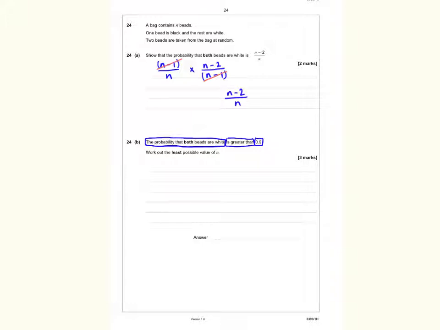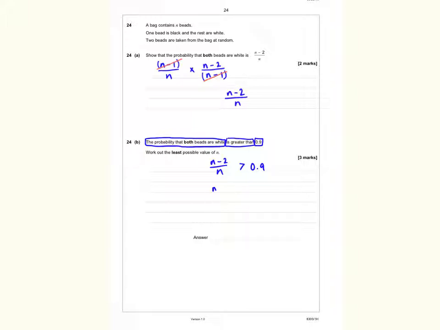Okay, so is greater than is your greater than symbol. Now the probability that both beads are white is given to me here, and they're telling me it's greater than 0.9, so the 0.9 will come here. So the 0.9 goes here, and we have n take away 2 over n on this side. Now, writing this inequality is your first mark. Your second mark comes when you've rearranged this so that n is on one side and everything else is on the other side. So let's go ahead and do that.